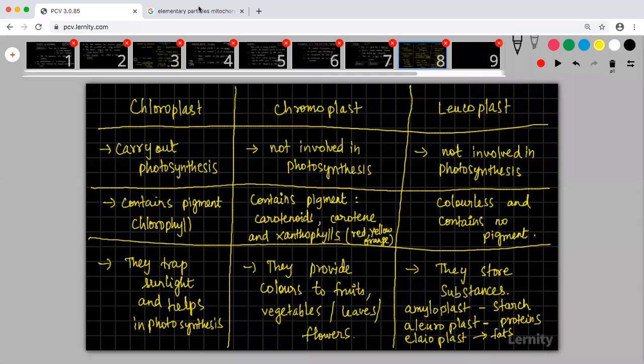Yeah, basically keratin and xanthophylls are types of carotenoids. They contain pigment, carotenoids, put a hyphen here, keratin and xanthophylls. Okay, so this is what is the case.